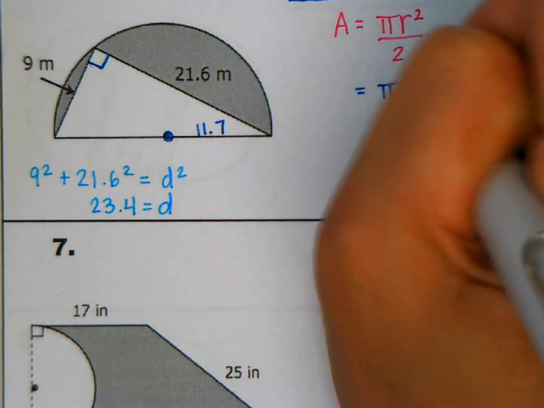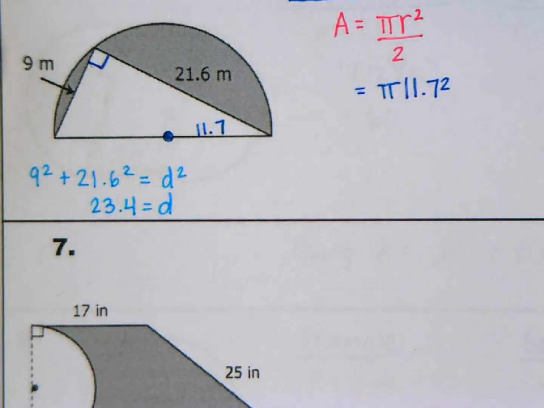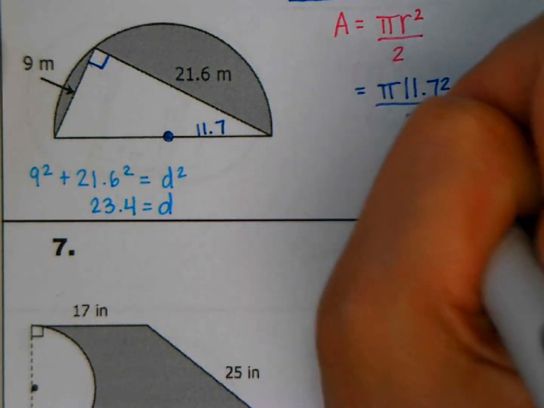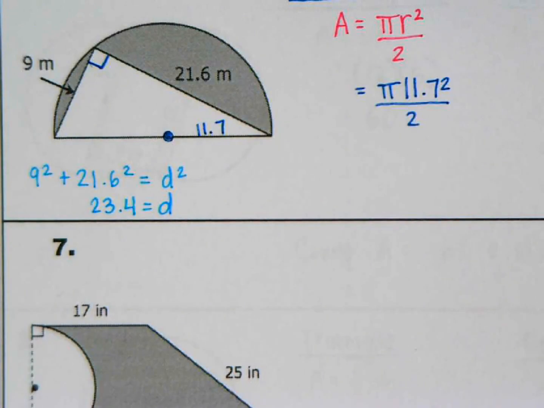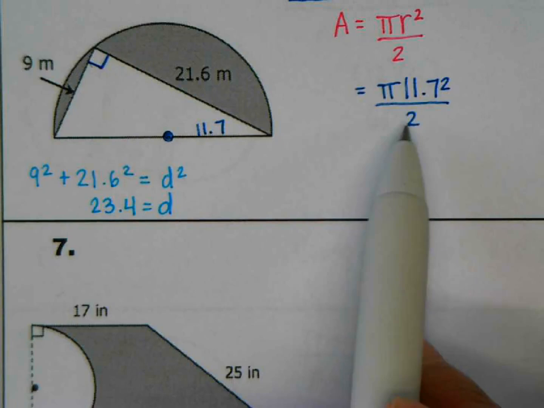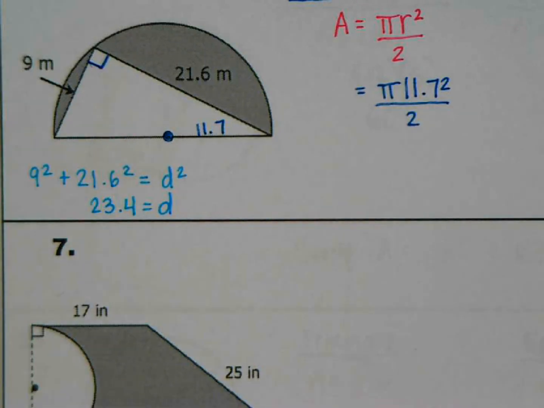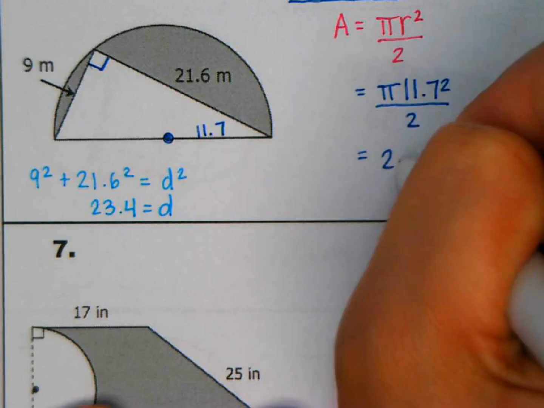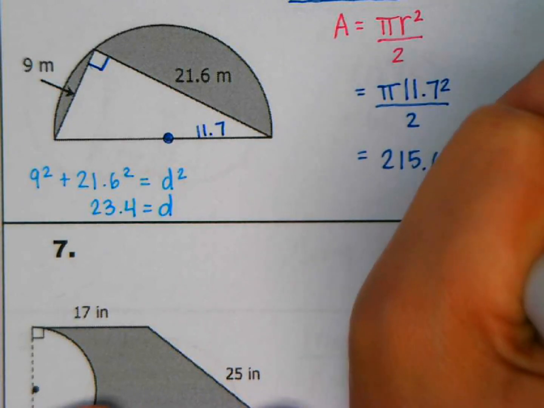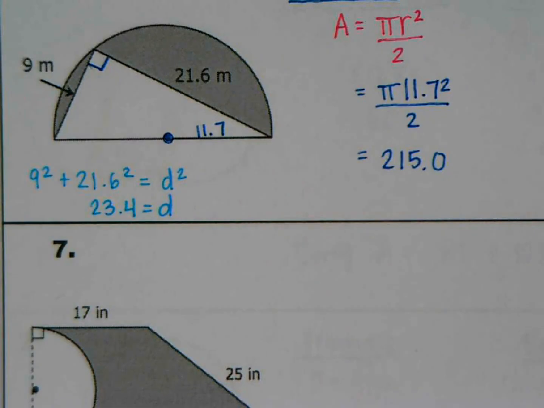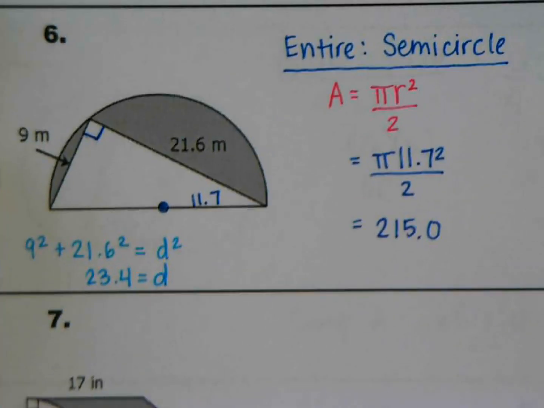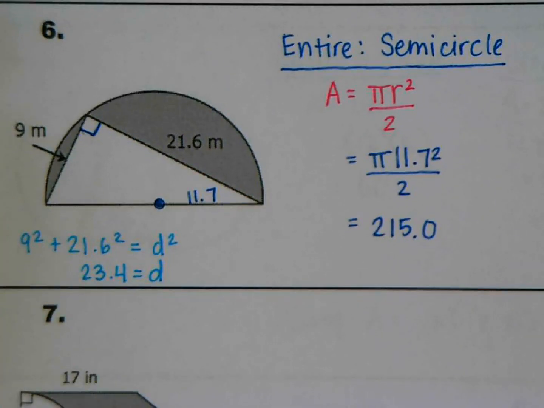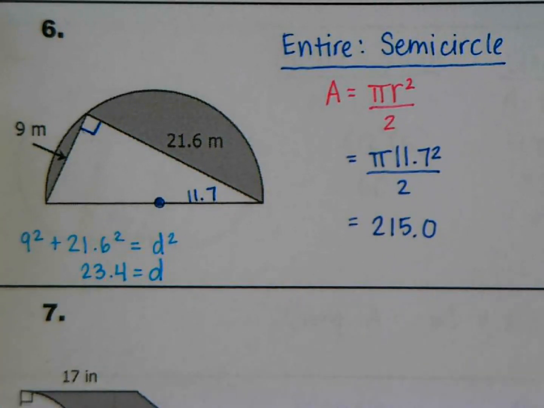11.7, and then because it's a semicircle, we're going to take the area of a circle and cut it in half. Pi times 11.7 squared divided by 2. And you should get 215.0 as our area of a semicircle. And then all we have to do now is find the area of the cutout shape, which is a right triangle.